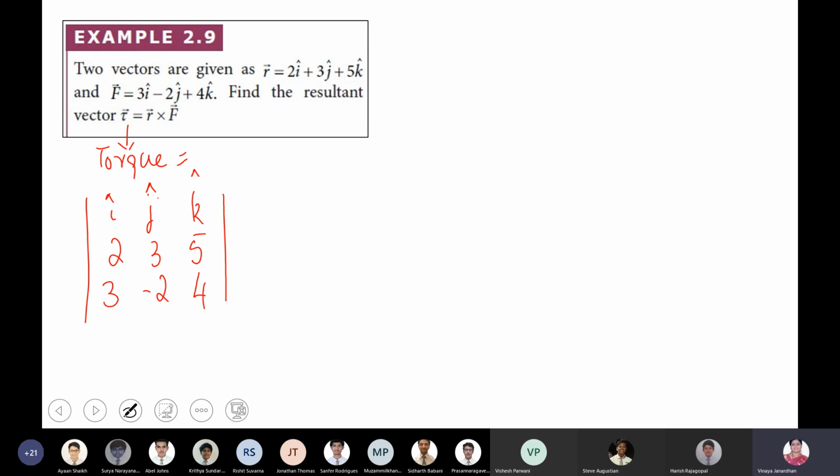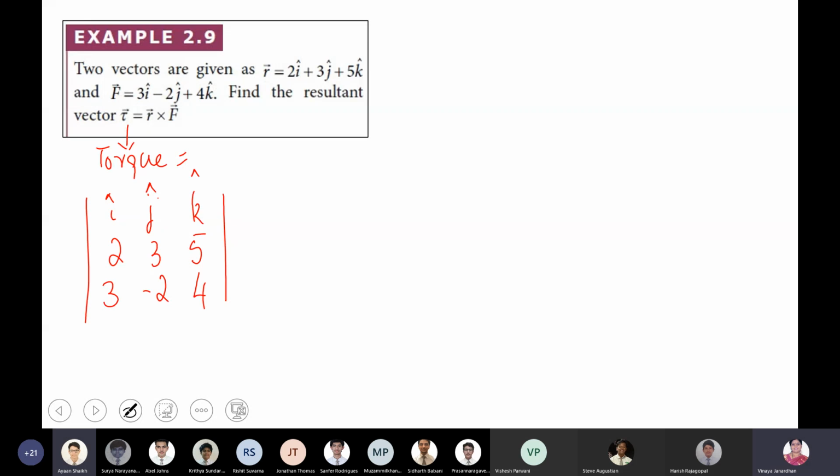So keep your fingers across the i-th column, so that what you can see is 3, 5, minus 2, 4. So 3 into 4, 12, minus of 5 into minus 2, into I cap. Next, when you are finding J cap, keep your fingers blocking the j-th column, so that you can see 2, 5, 3, 4. So 2 into 4 minus 5 into 3, J cap.